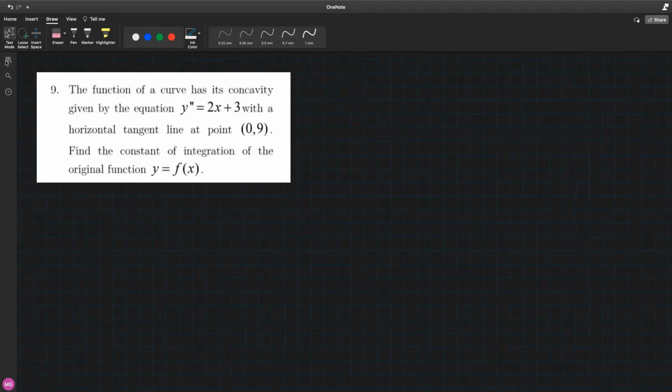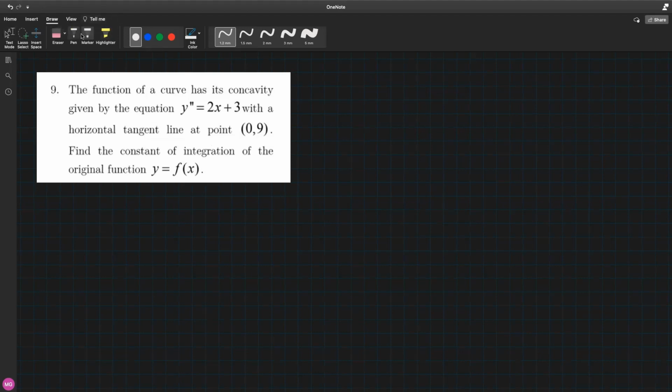Number 9 would be a word problem, which states that the function of a curve has its concavity given by the equation y prime prime equals 2x plus 3 with a horizontal tangent line at point (0, 9). Find the constant of integration of the original function y equals f of x.